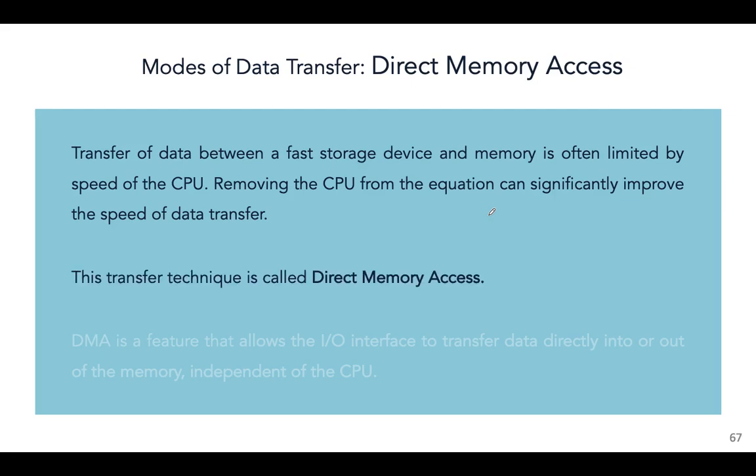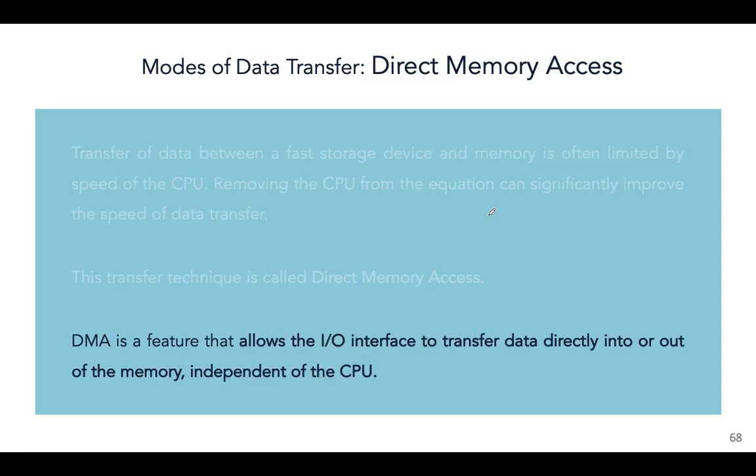Now, this kind of transfer technique is known as direct memory access. So, the device is directly now able to access the memory. DMA is a feature that allows the IO interface to transfer data directly in or out of the memory independent of the CPU. You have taken the CPU out of the transfer equation, and now the memory and the device through the IO interface can communicate with each other directly.